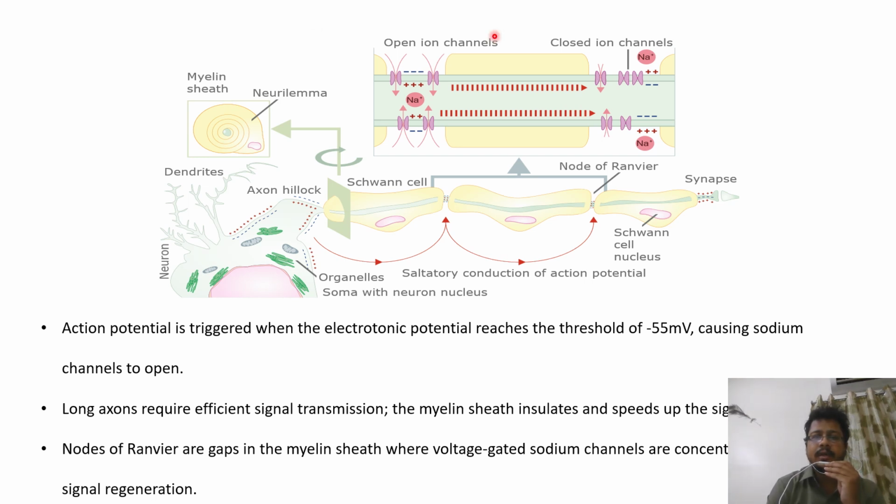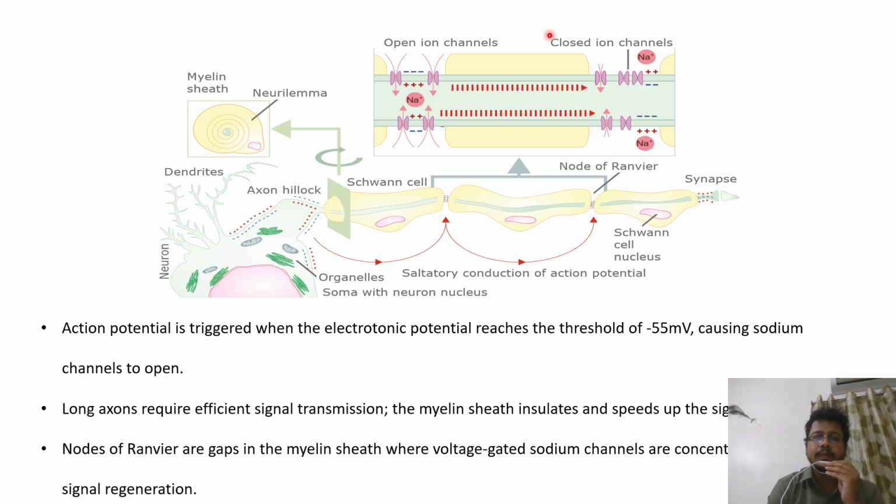In unmyelinated axons, voltage-gated sodium channels are distributed all along the nerve, all along the neuron, as the myelin sheath is not present. But here, in myelinated neurons, these are only present at the nodes of Ranvier, because the rest has these myelin sheaths, these membranes.